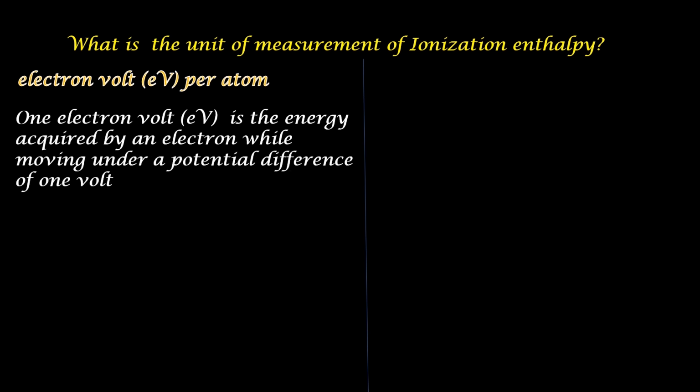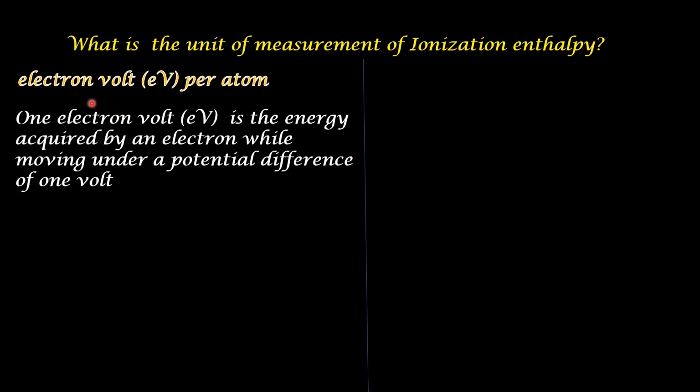You may recall the setup for discharge tube experiment. When a potential difference of 1 volt is set up in the discharge tube, the most loosely bound electron in the outermost shell of one atom acquires some energy so that it can be released.